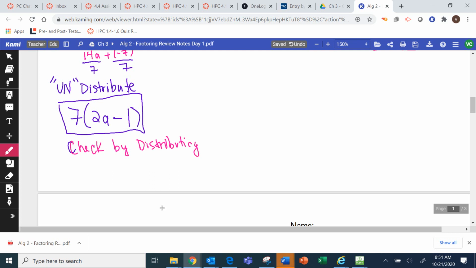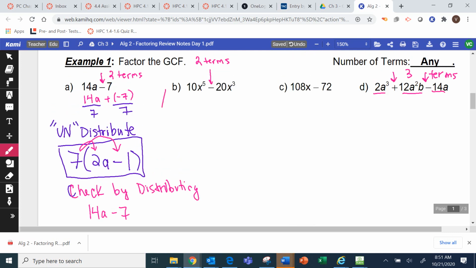you can check by doing what we did for homework last night. You could multiply it back in. I get 14a minus 7. So I could check it. So we're just using the distributive property. All right, the next one.